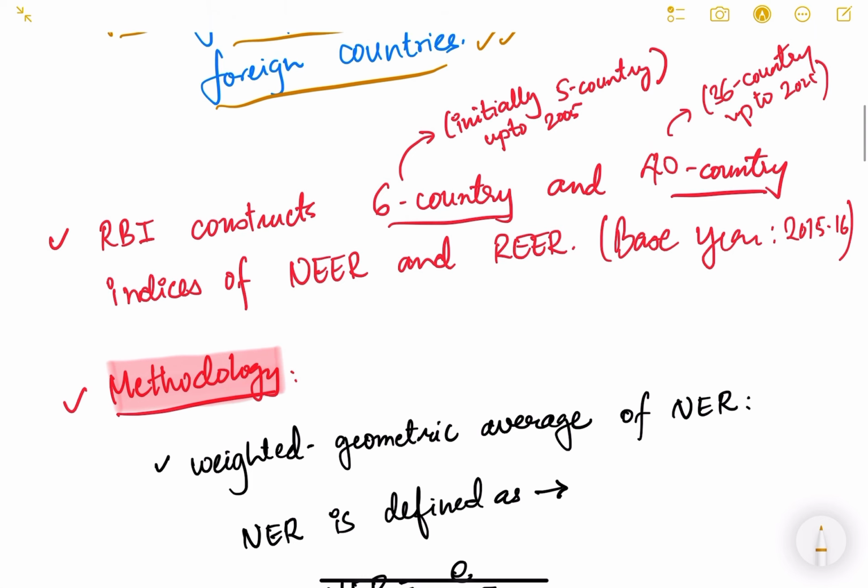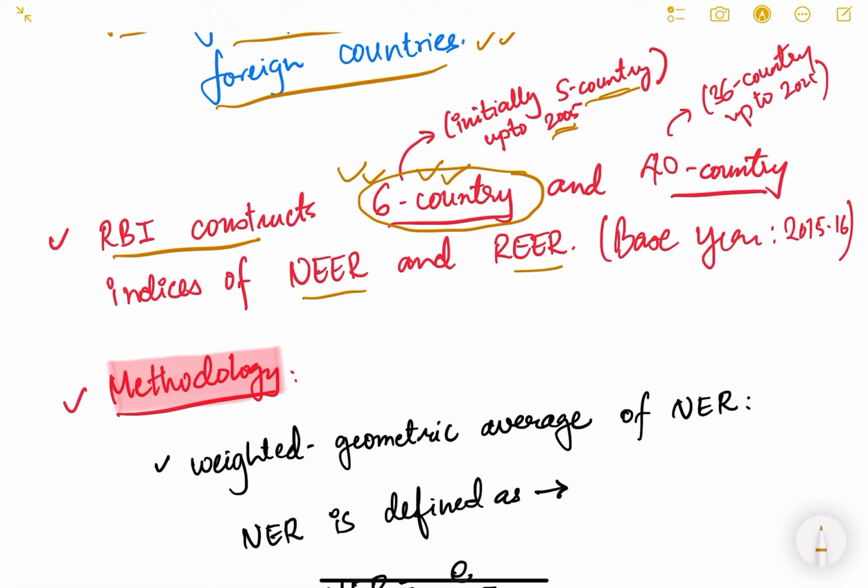Now in India, what happens? Basically RBI constructs two series of NEER and REER. In one series, the RBI looks at the top 6 countries with which we are trading. Initially it was 5 countries up to 2005, but after 2005 it became a 6-country index. So now we are looking at the 6 trading partners.